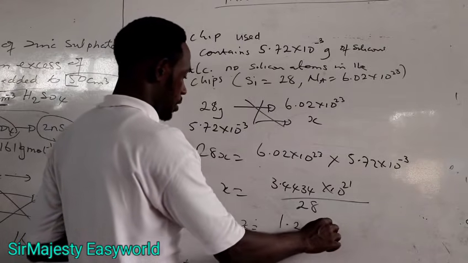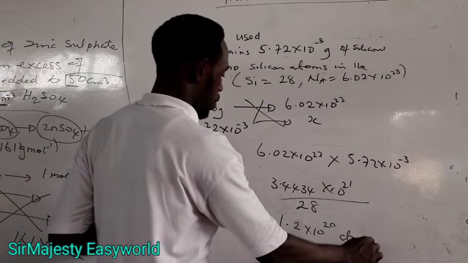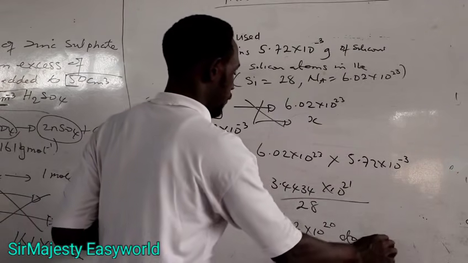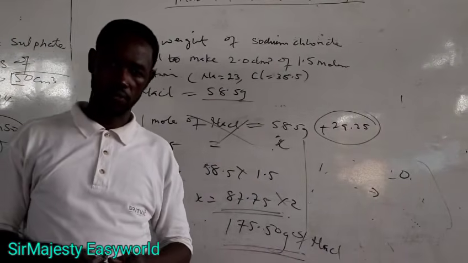Times 10 to the power 20, what class? Atoms, because that's what they gave us. Our final answer. Then we have tried this particular stoichiometry for today.